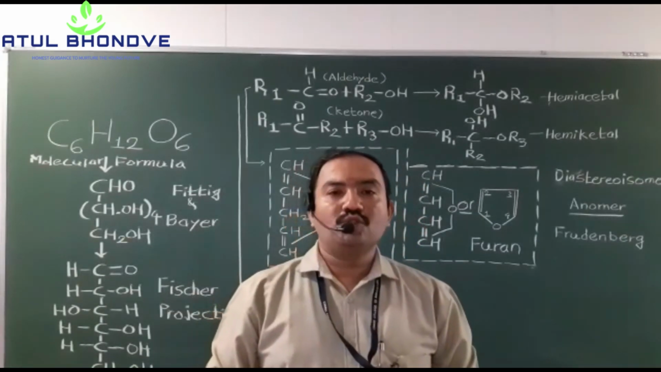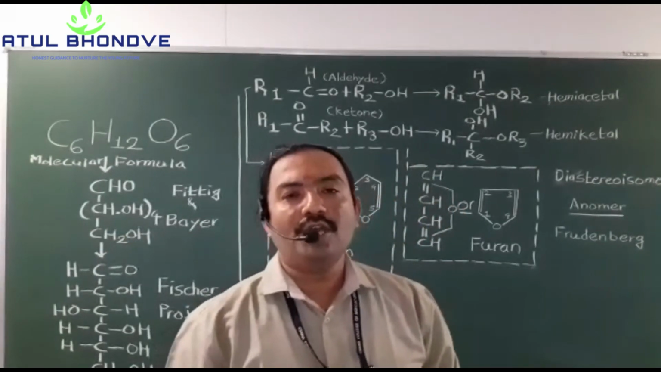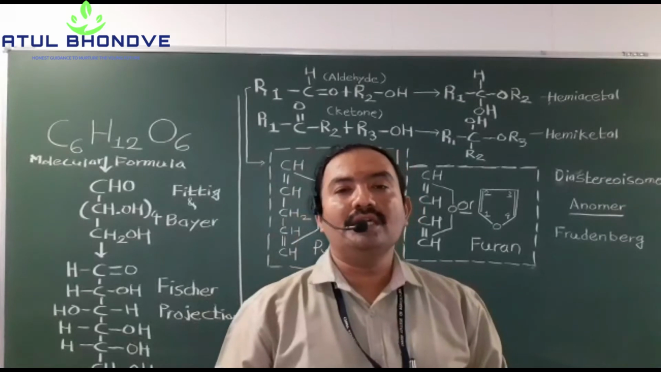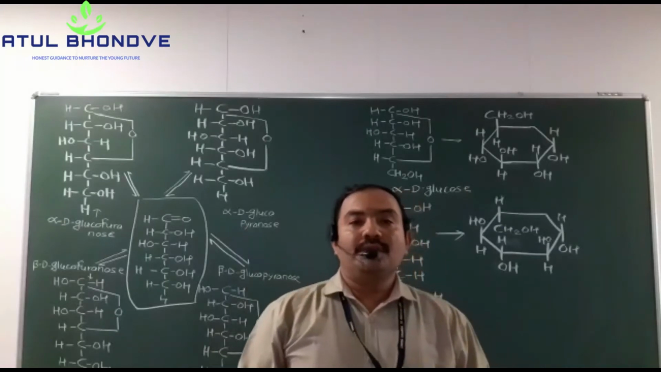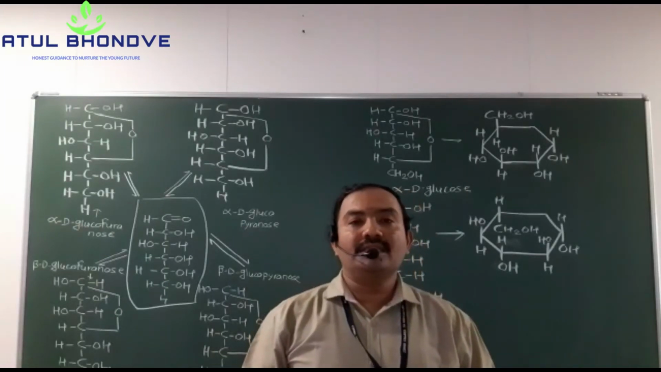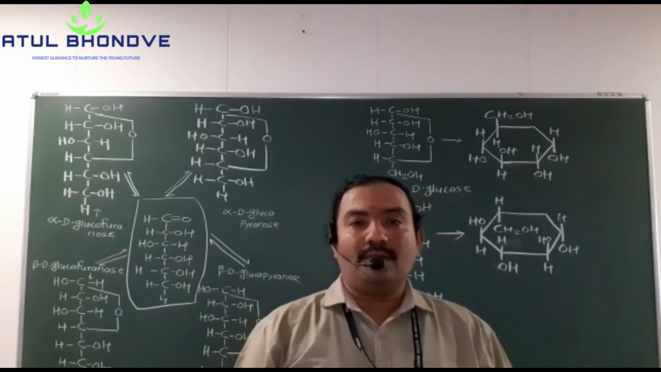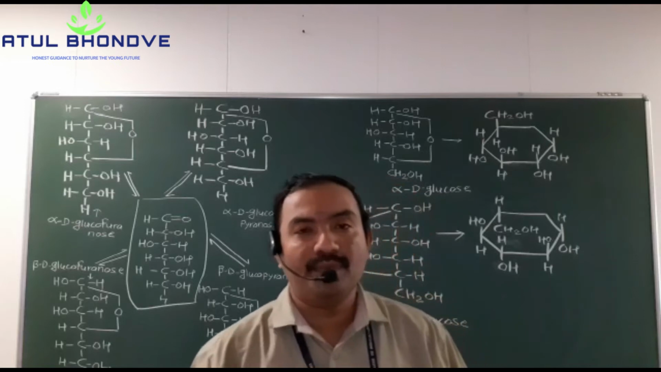The structures so formed are called diastereoisomers. The diastereoisomers look the same, but they are not mirror images. These are also called anomers. Students, the formation of the ring structure creates a new center of asymmetry at carbon number 1 in the case of aldehyde and at carbon number 2 in the case of ketone group.